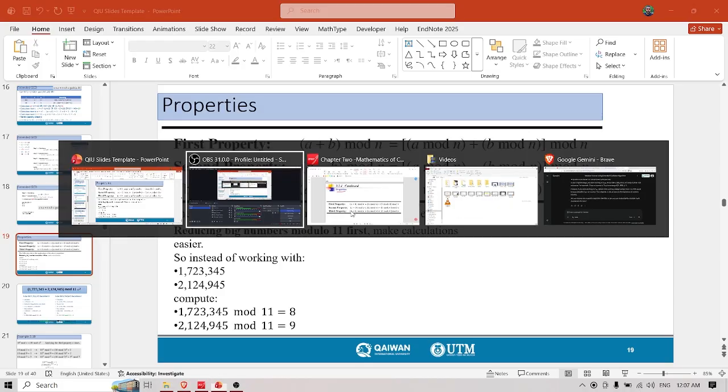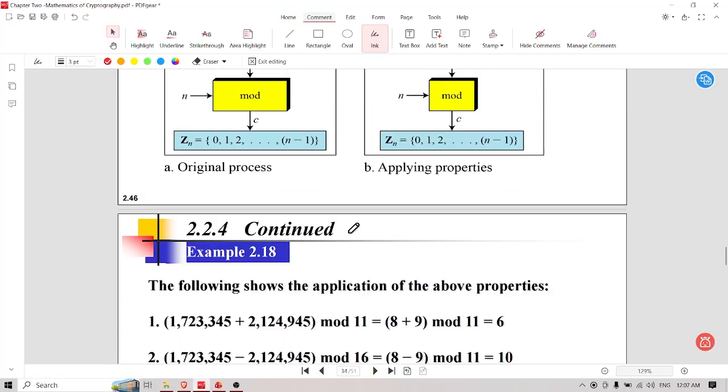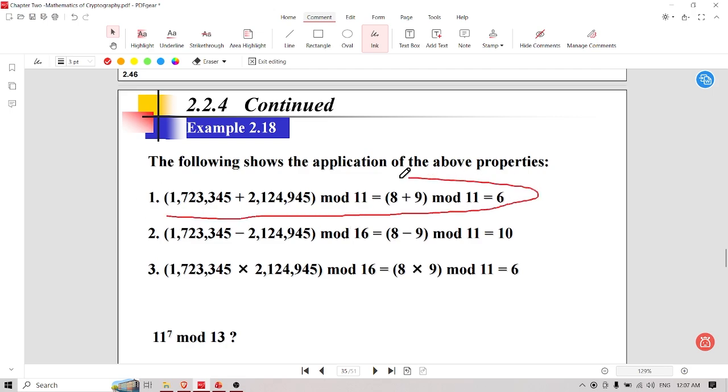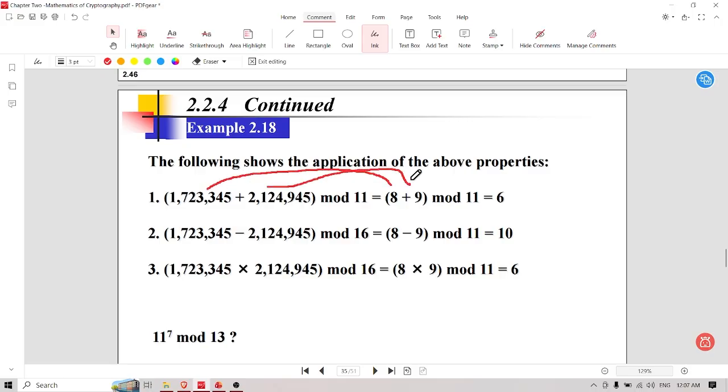So now let's take a look at here. You see this big number being written here says that this big number mod 11 is equal to 8, and this big number mod 11 is equal to 9. So it would be like this. Now this is 8, this is 9, and if we add these two, 8 and 9, it would be 17. Mod 11 would be equal to 6.